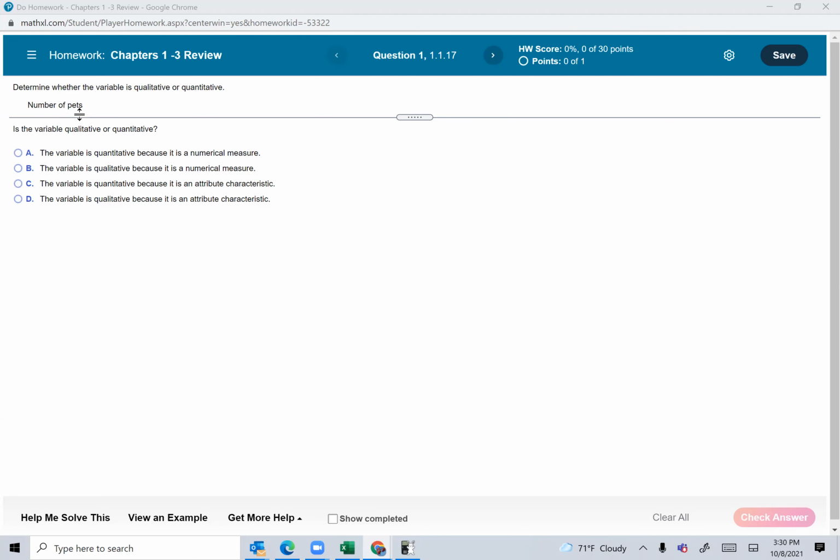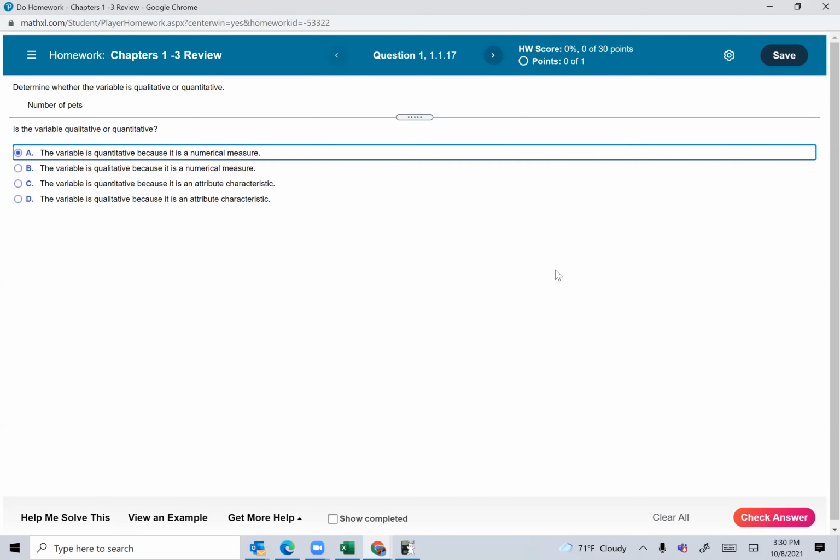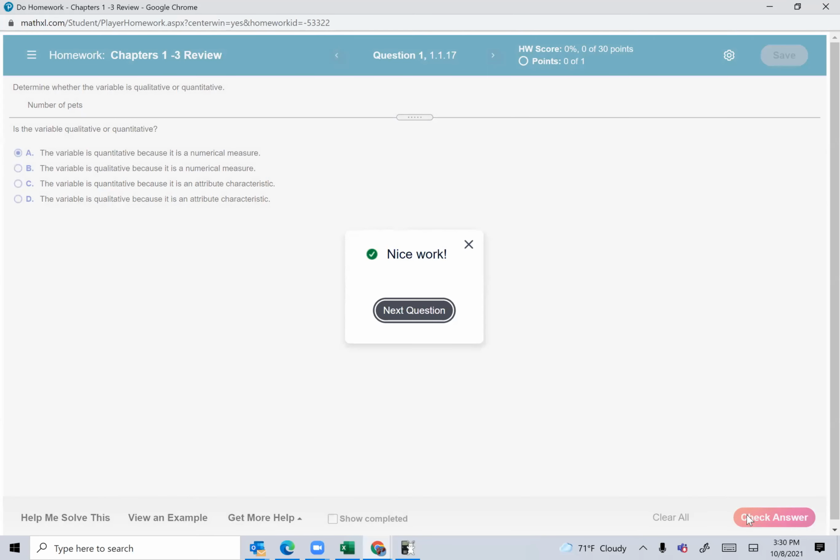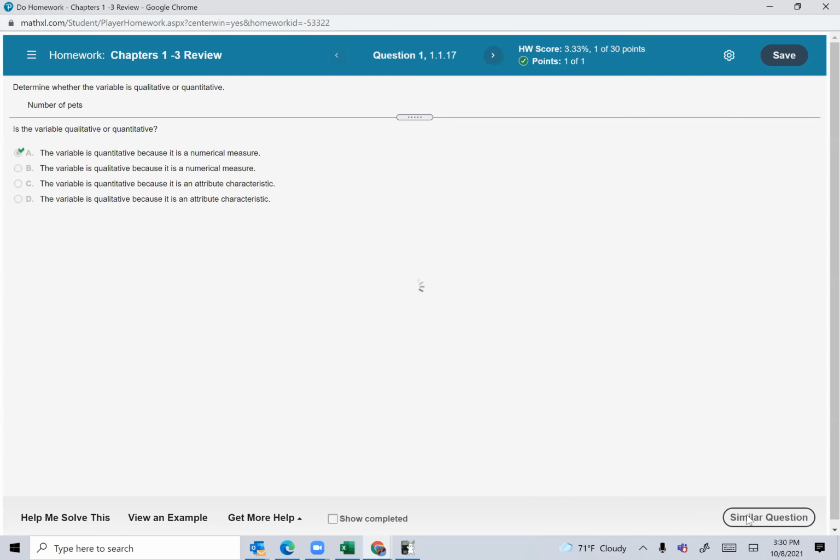So number of pets, guys, what do you think it is, qualitative or quantitative? Quantitative. Yeah, because it's a numerical measure. And then we can check the answer and see, nice work. We'll move to the next question. Determine whether a quantitative variable is discrete or continuous.